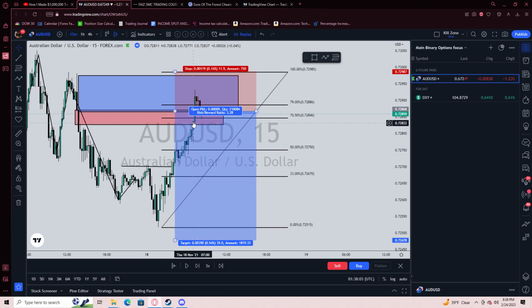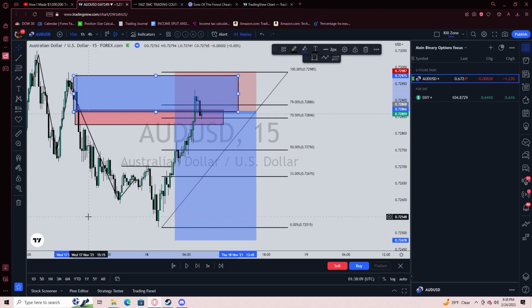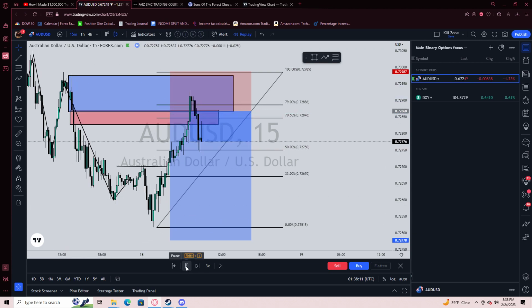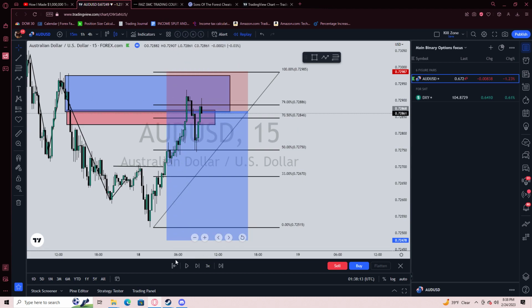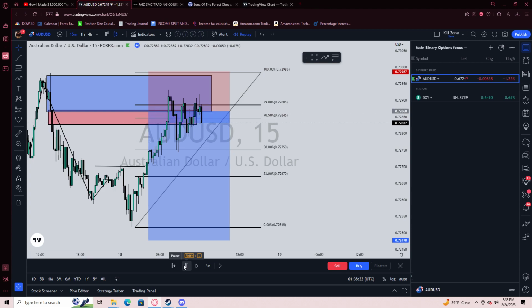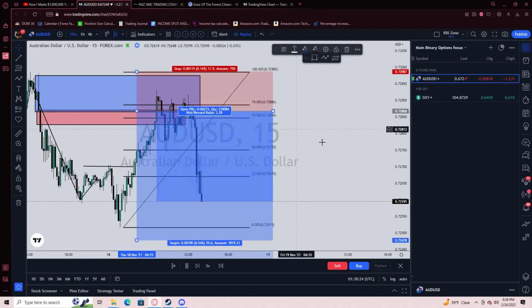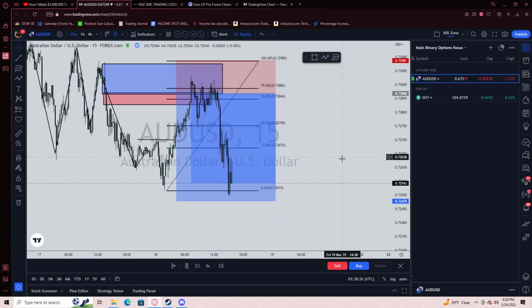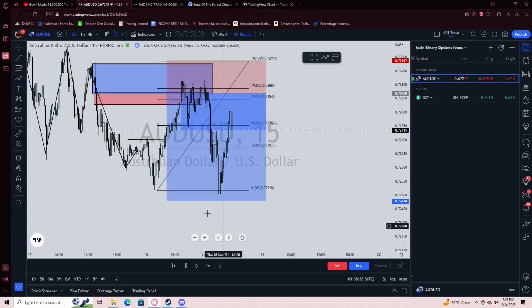So before it touched it, it filled the fair value gap, and it finally entered my order block zone. Right. Now it pushes down immediately, and it always retraces. That's something I always notice. It always retraces. It hits it twice. And then let's see. You want to see if it's going to break a new low.